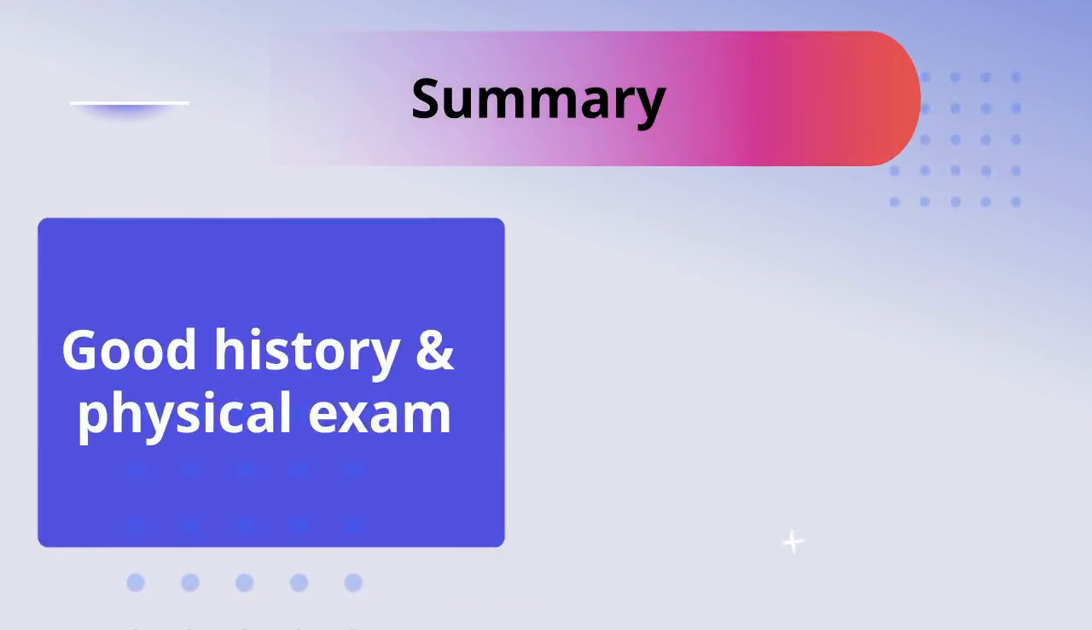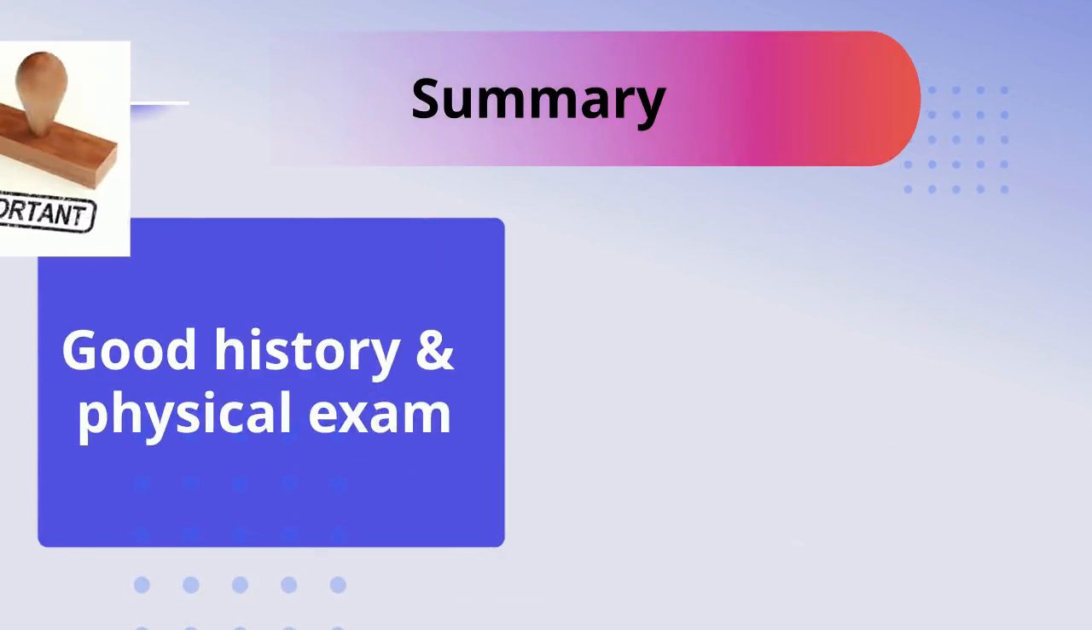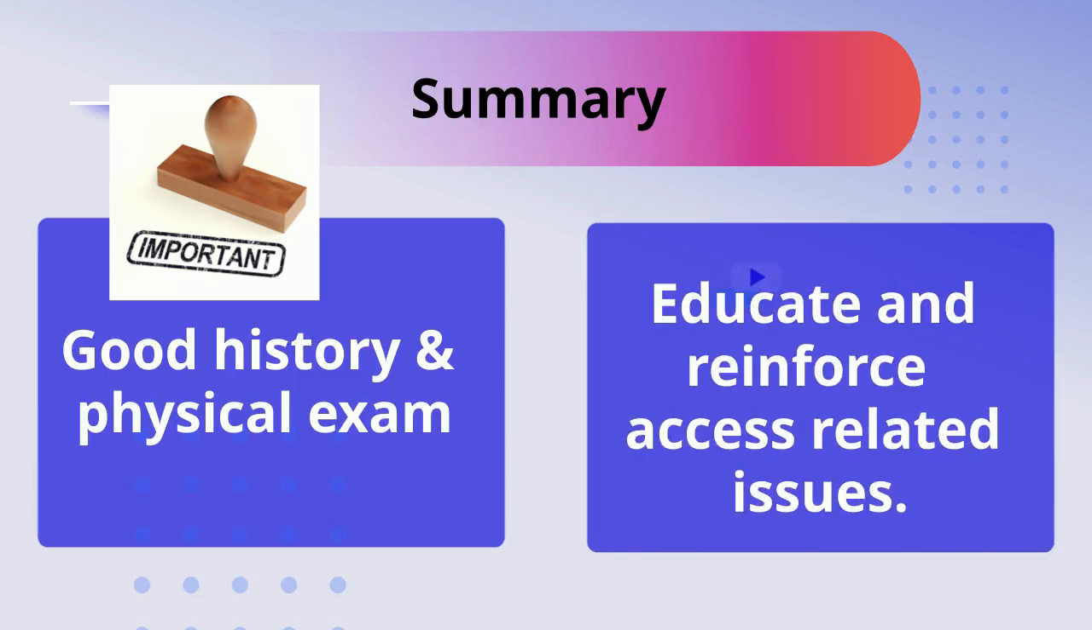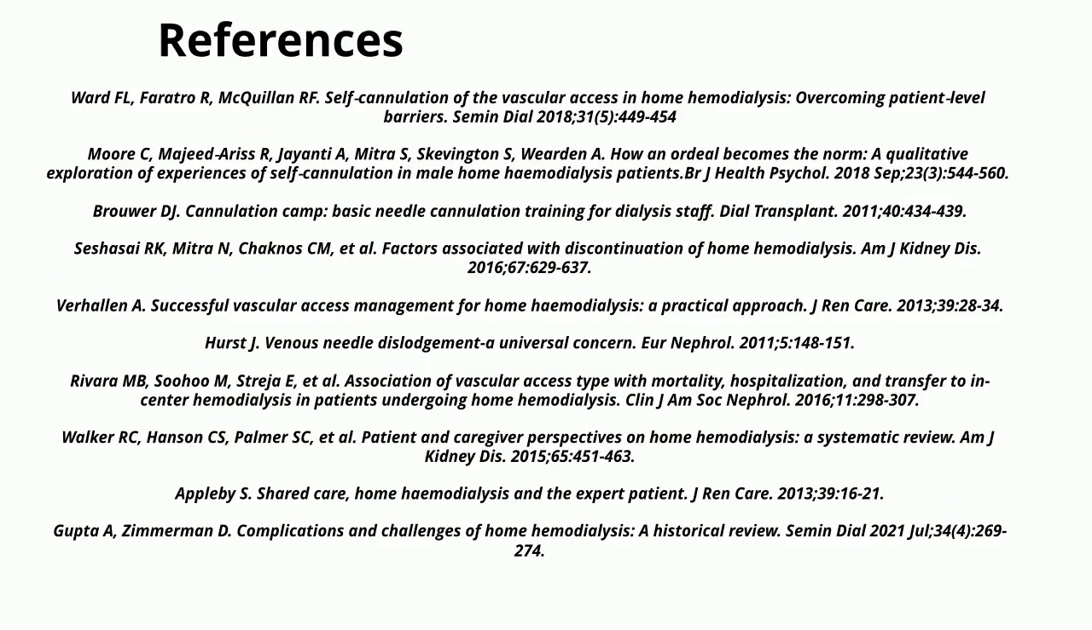In short, good history and physical examination at monthly visit is key to picking up early signs of potential catastrophe. On each monthly visit, educate your patients and reinforce potential access-related issues. We have completed module on troubleshooting access-related issues.